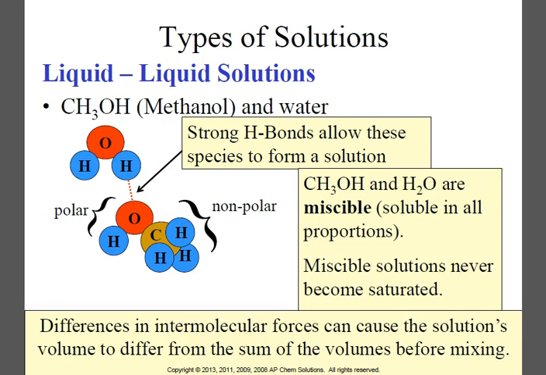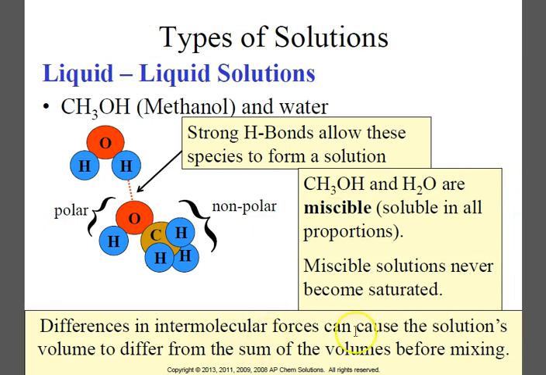Because of that, we say that these two are miscible. That means you can put as much methanol in water as you want, or as much water in methanol as you want, and they will never become saturated. There's no maximum amount. They will just keep mixing together. This is because of their intermolecular forces, their favorable intermolecular forces.